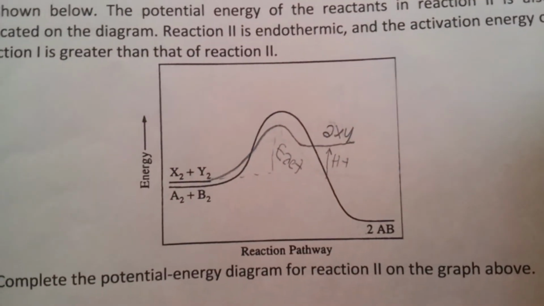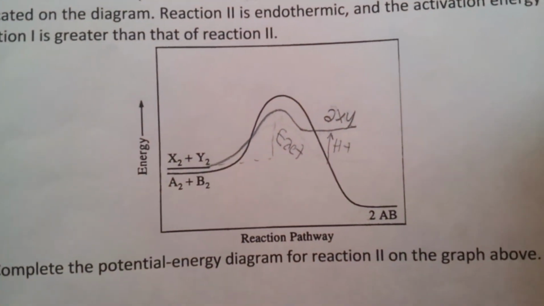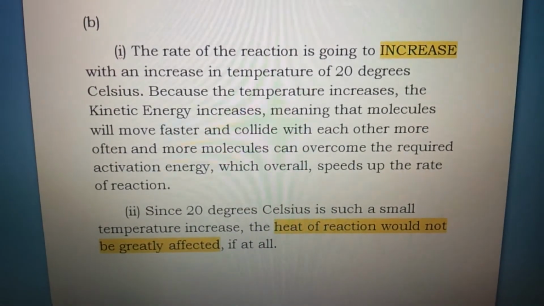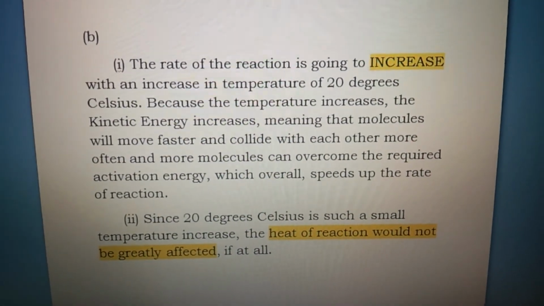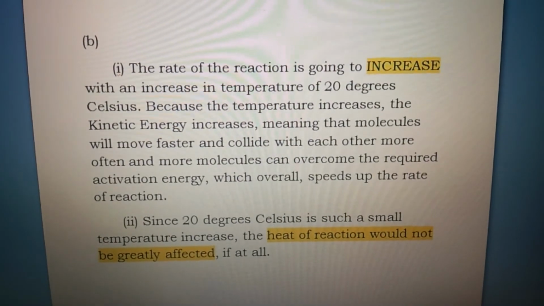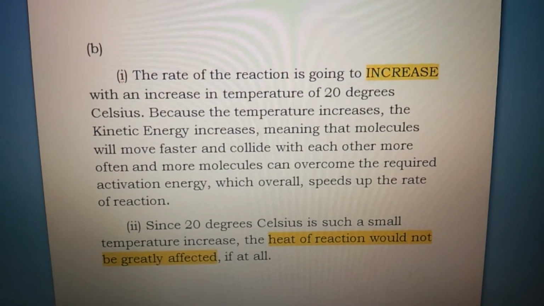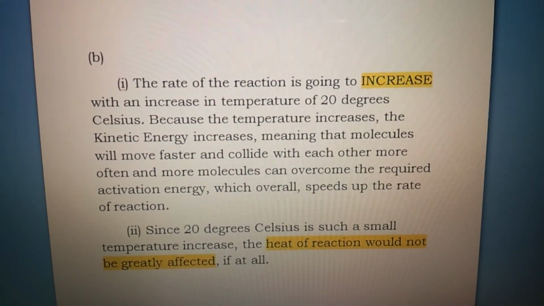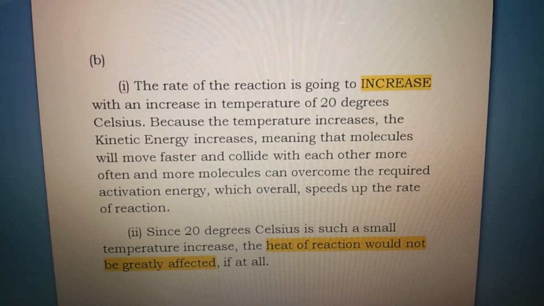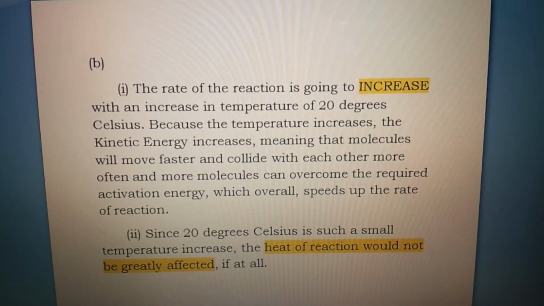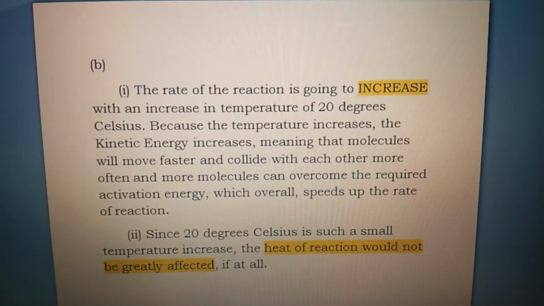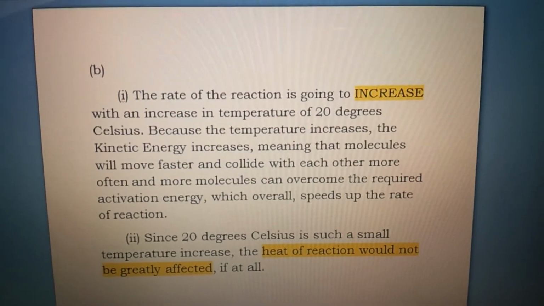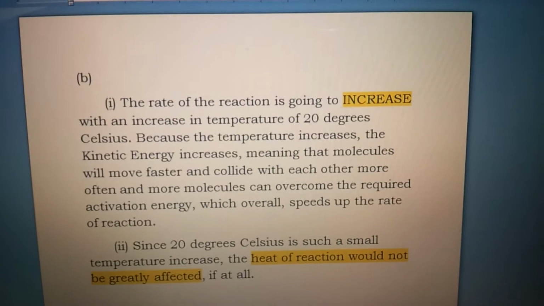So in the end, your answer to part A will look like this, drawn on the graph that was provided. And for part B, part 1, the rate of the reaction is going to increase with an increase in temperature of 20 degrees Celsius. Because the temperature increases, the kinetic energy increases, meaning that the molecules will move faster and collide with each other more often, and more molecules can overcome the required activation energy, which overall speeds up the rate of reaction. And for part 2, since 20 degrees Celsius is just a small temperature increase, the heat of reaction would not be greatly affected, if at all.